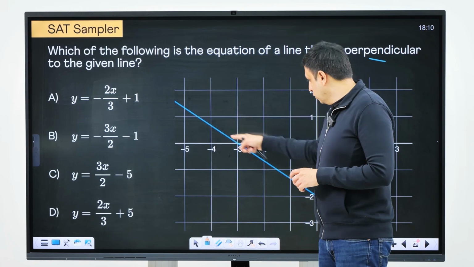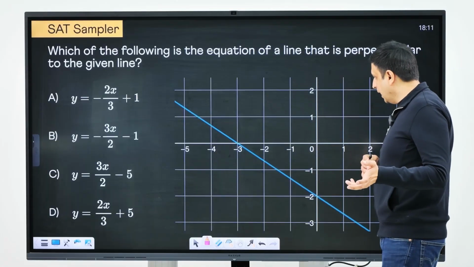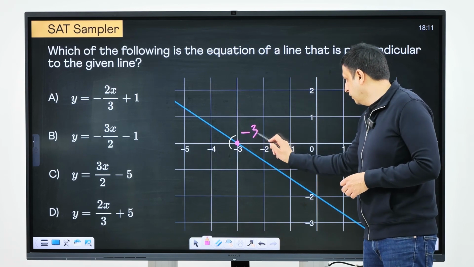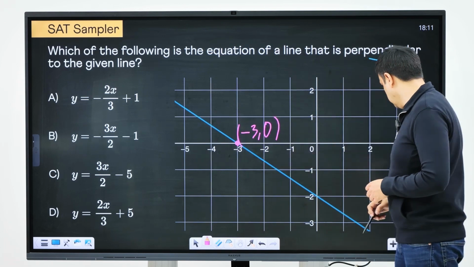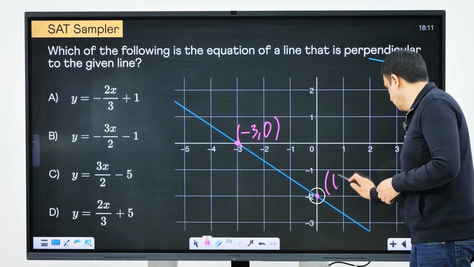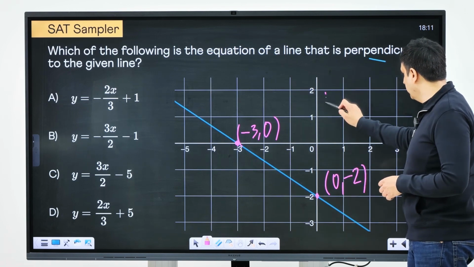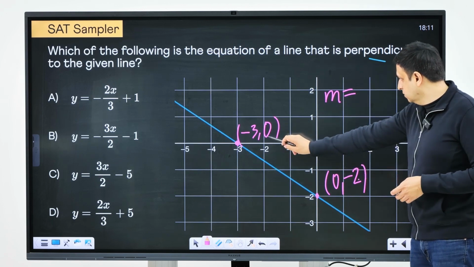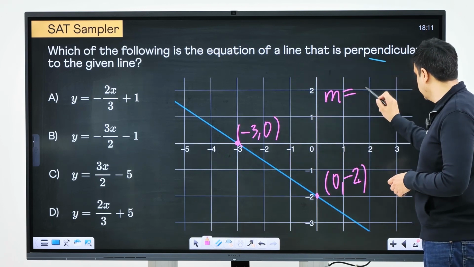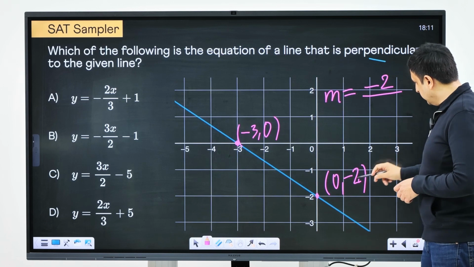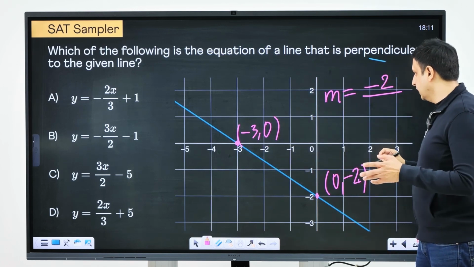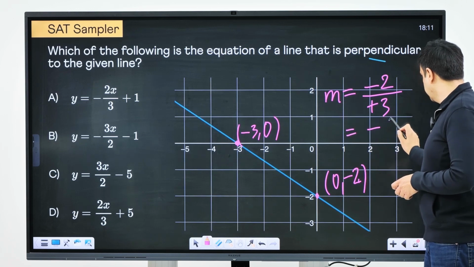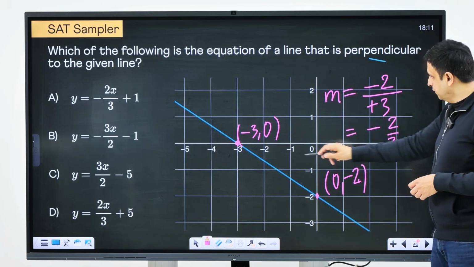Okay, so let's find the slope of this line first, and for that I will take any 2 points on the line. Let me take this point here, which is negative 3 comma 0, and this point here, which is 0 comma negative 2. So the slope will be rise over run. The difference of the y coordinates, negative 2 minus 0, is negative 2. That's the rise, and then 0 minus negative 3 is the run, which will be plus 3. So negative 2 over 3 is the slope of this line.